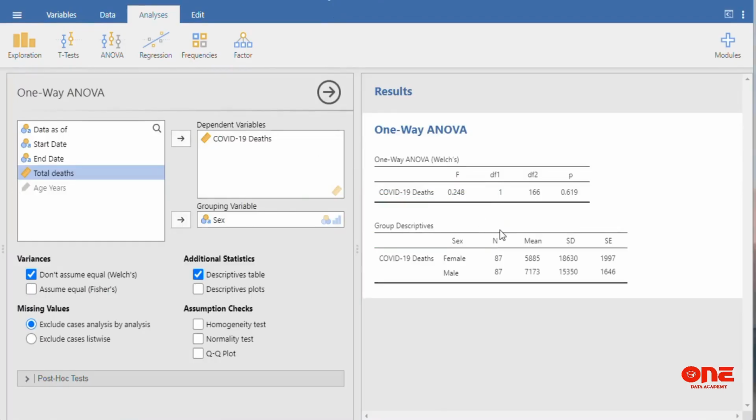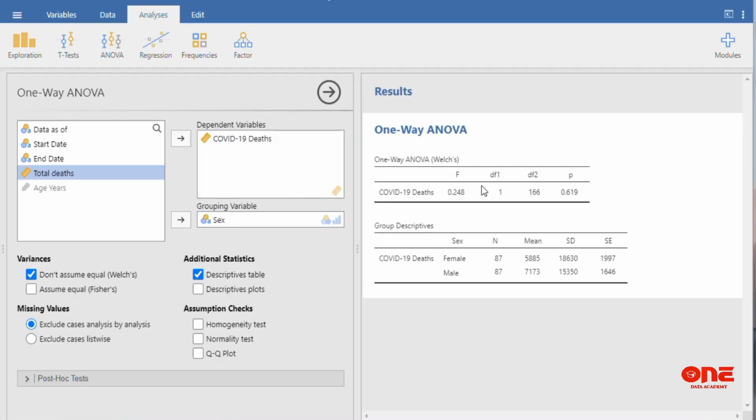So this is what we have in the results interface. So this is the one-way ANOVA results, and this is for the group descriptives. So this is telling us that we have female count and male count for COVID-19 death, and this is the number of the sizes.